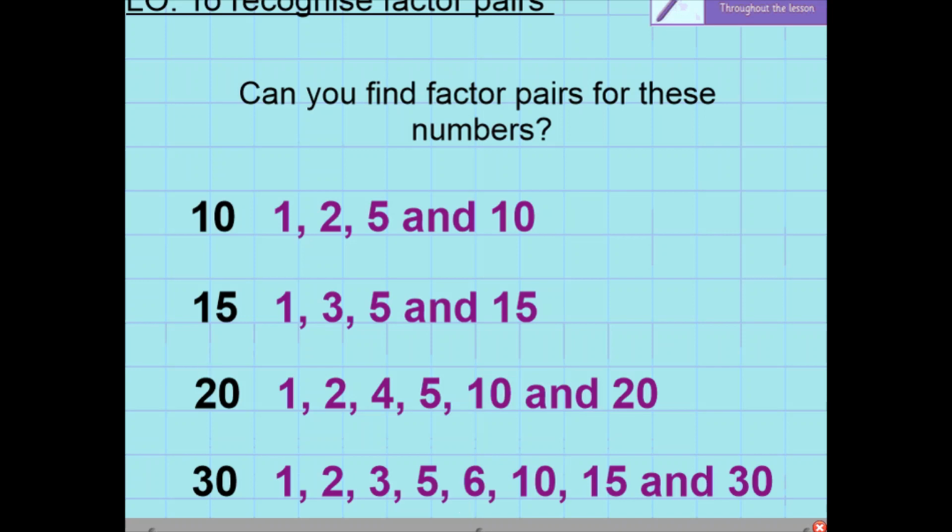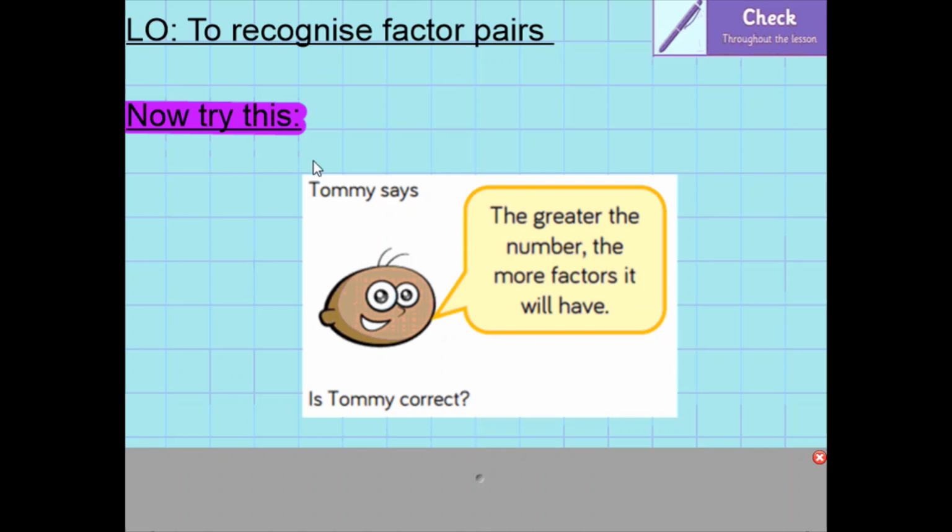Well done, Year 4. We're going to have a little look now at a challenge that you might like to do to extend your learning, if you've enjoyed your factor pairs lesson and you'd like to take this a little bit further. So let's have a look at this. Tommy says the greater the number, the more factors it will have. So if you've got a bigger number, does that automatically mean that it will have more factors? Is Tommy correct? What do you think?